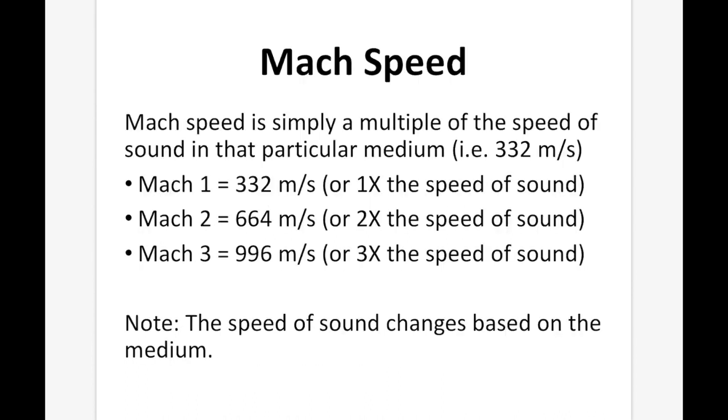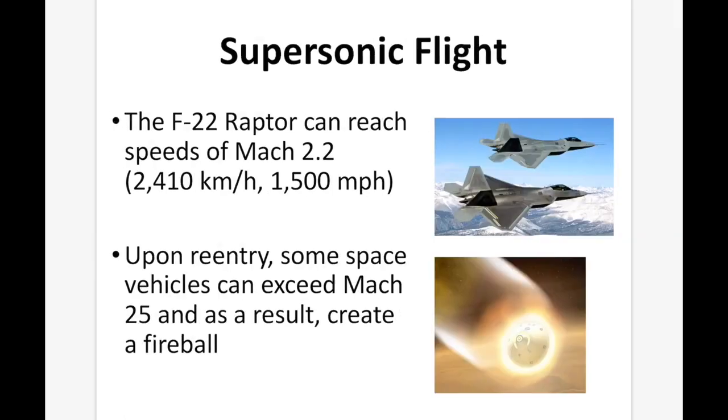Mach speed is simply a multiple of the speed of sound in that particular medium. So for example, if the speed of sound in that particular medium was 332 meters per second, Mach 1 would be 332 meters per second, or 1 times the speed of sound. If the object was traveling at 664 meters per second, that would be considered Mach 2, 996 would be Mach 3, etc. But you've got to keep in mind the speed of sound does change depending on the medium that the sound is traveling through.